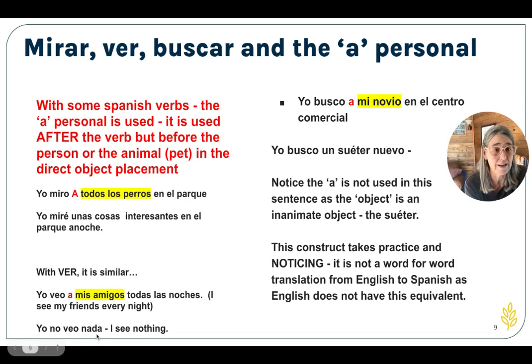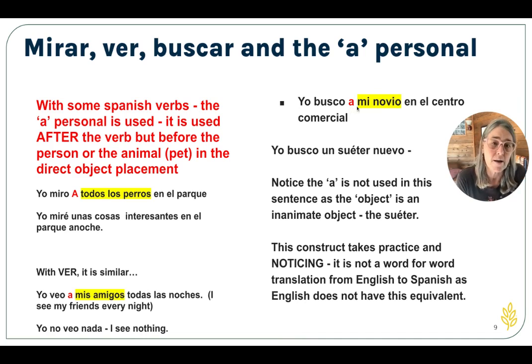No veo nada. I see nothing. Versus yo no veo a nada. You don't say the a. Buscar, which is the verb to look for. The for is part of this verb. But here also, we don't only use it with mirar and ver. We use the a personal. And it is used after a verb, but before the direct object of the person or the pet or something.